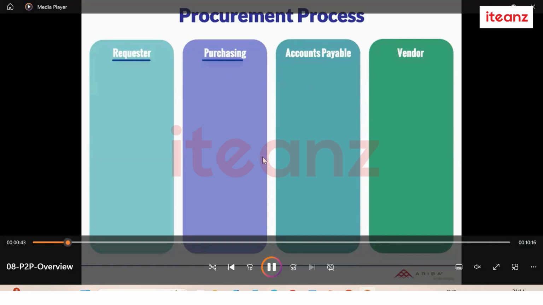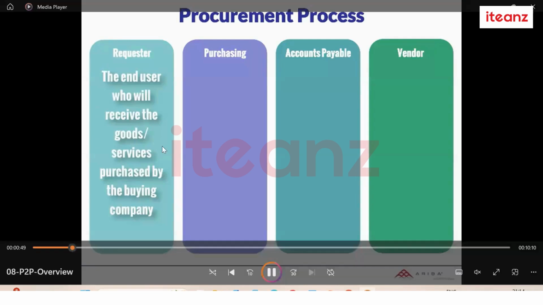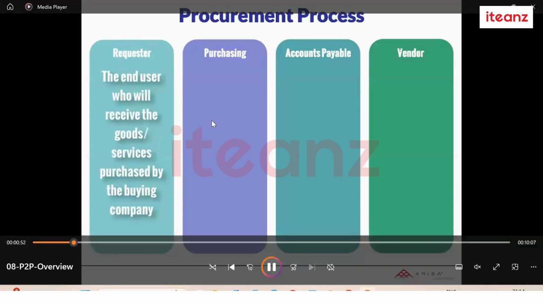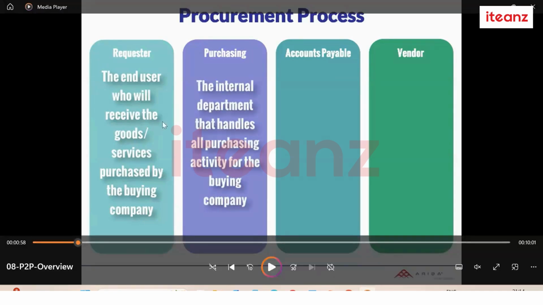Accounts payable is nothing but how the payment will be done. Vendor is nothing but the supplier. The end users are the ones who will receive the goods and services purchased by the buying company, where we will receive the goods and services from the supplier.